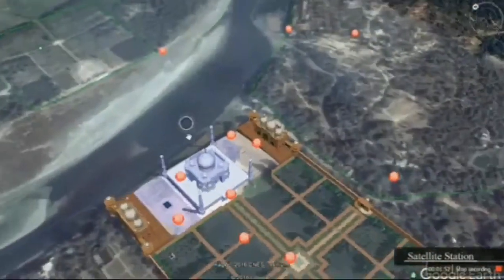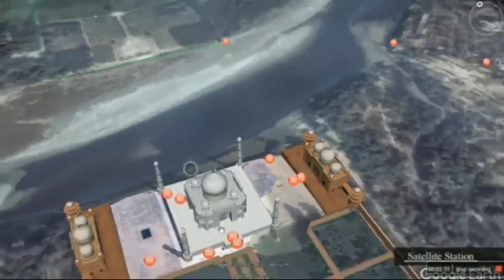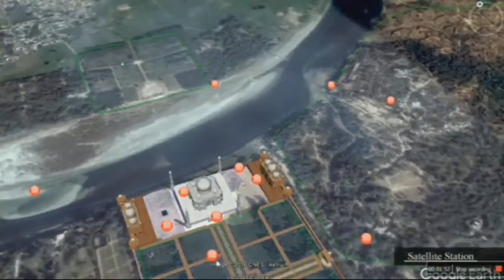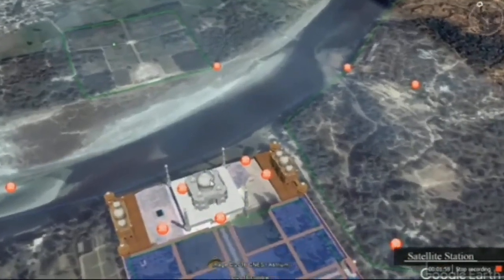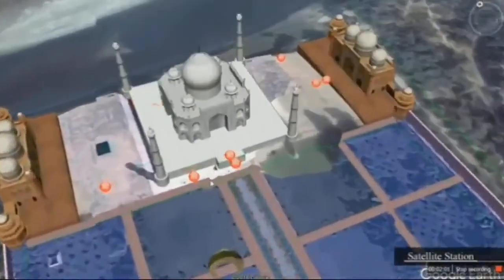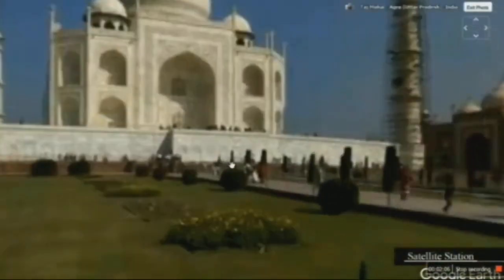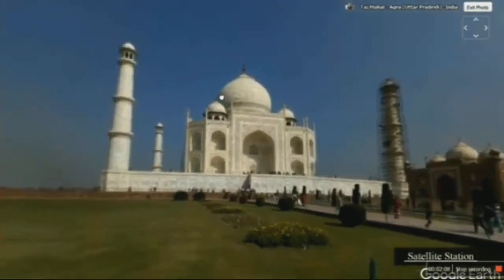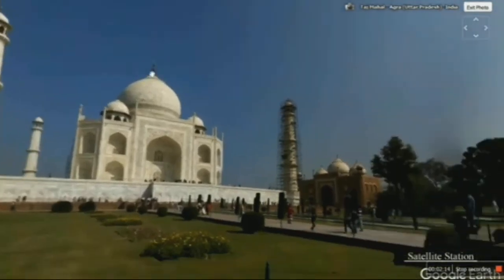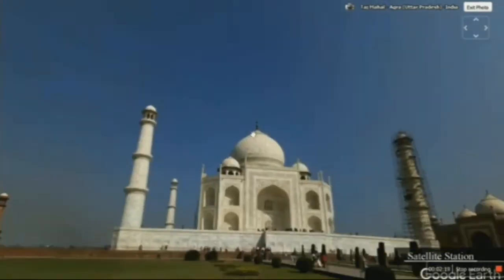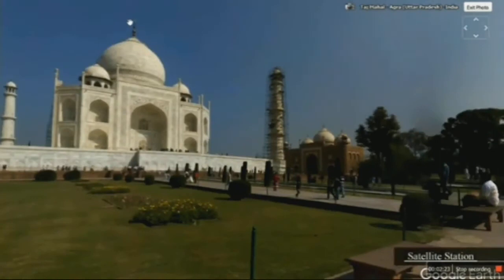In this condition, it is not possible to set up your instrument on the top of the Taj Mahal here. Just observe here. Okay, this is our Taj Mahal. If you consider one of the triangulation stations on the top of the Taj Mahal or the top of the spire, in this condition it is not possible to set up your instrument here.